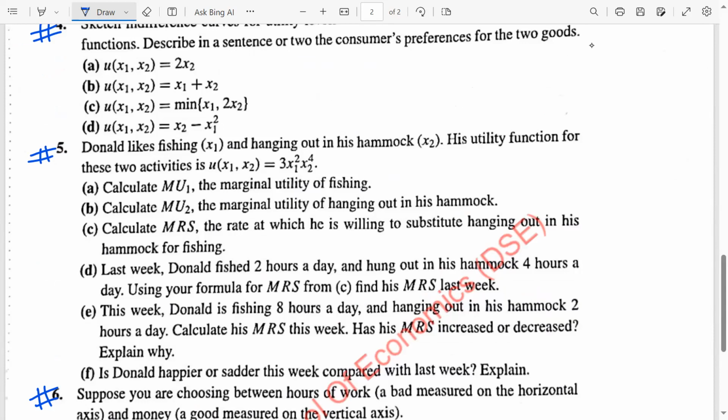So let's look at problem number 5. Donald likes fishing, which is X1, and hanging out in his hammock, which is X2. So there are two goods, X1 and X2. The utility function is given by 3x1 squared x2 to the power 4. If you plot the indifference curves, these are going to be convex indifference curves for Donald, where averages are preferred over the extreme bundles. The first part asks us to calculate the marginal utility of fishing. Let me quickly come to the whiteboard and solve this problem in depth.